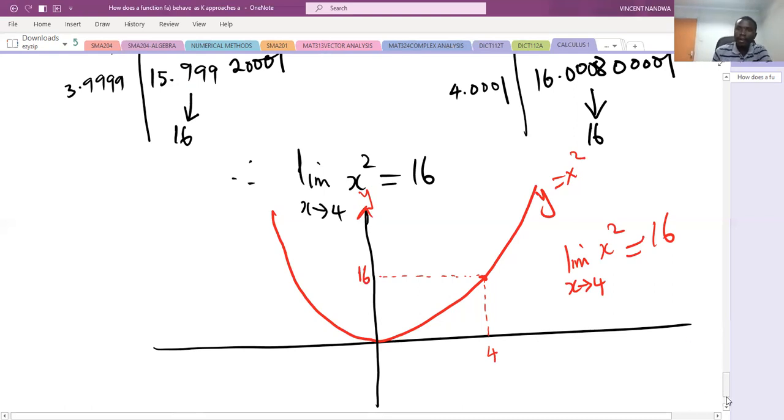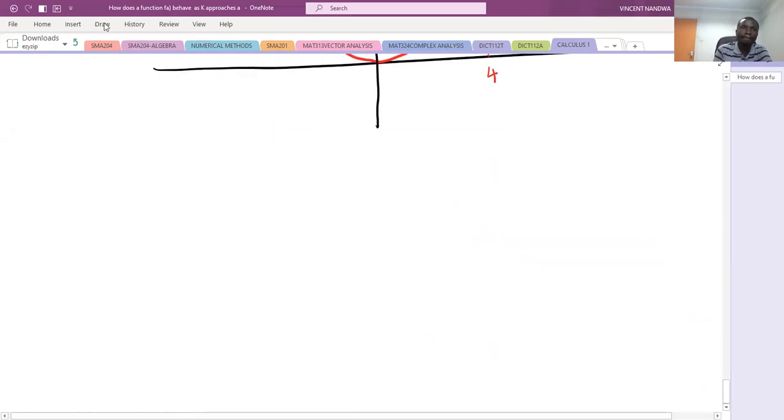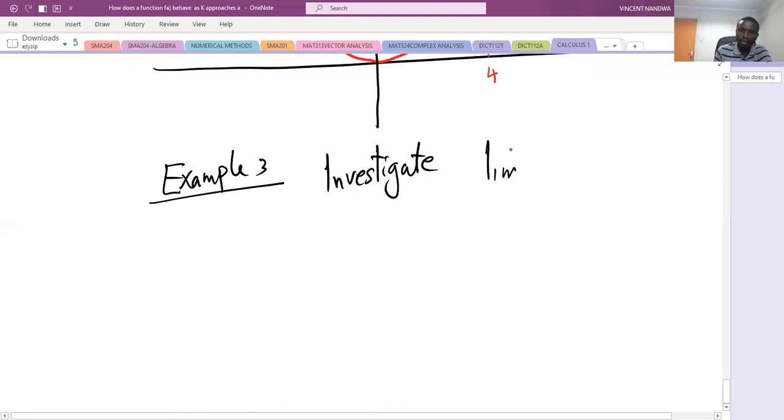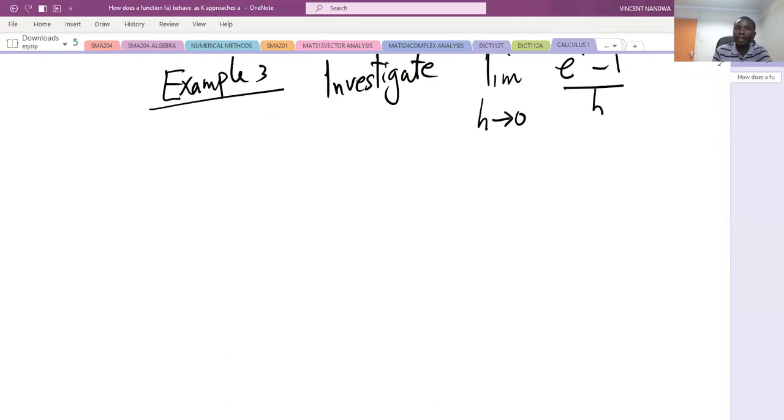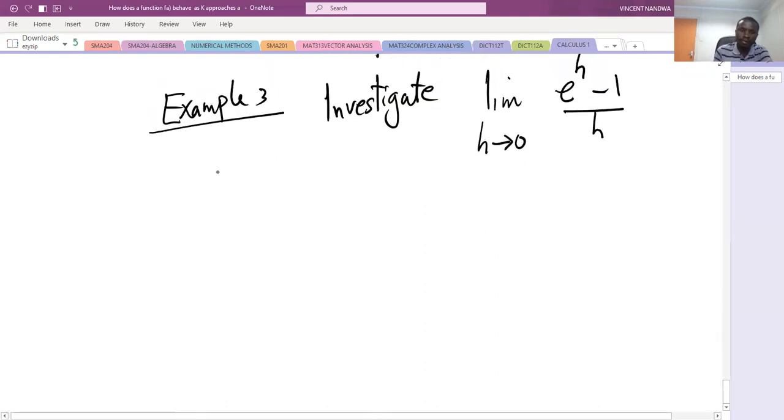And then number 3, example 3. Investigate the limit as h approaches 0 of e raised to the power h minus 1 over h. So we'll do the same thing. So we have the solution.